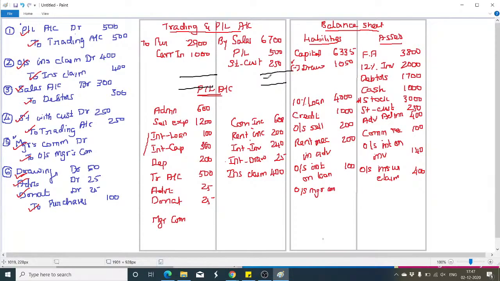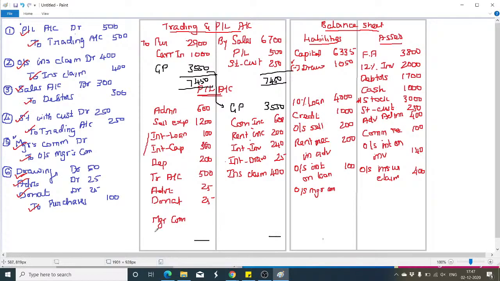7,450. I think so. 7,450. Here you will be getting the gross profit. The gross profit being 3,550. Is it okay? Verify that. And this gross profit is transferable to the P&L account. So gross profit 3,550. And if I tally this, I will be getting the net profit.